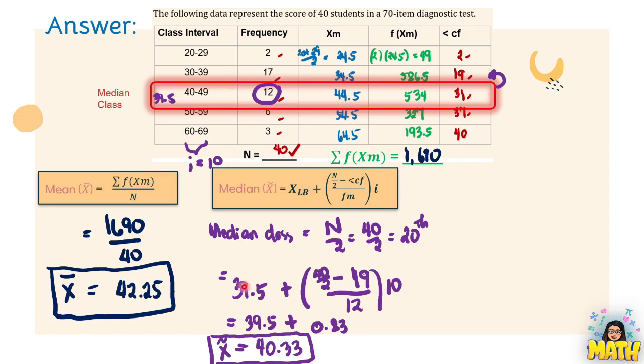The lower class boundary is 39.5 plus the median class minus the cumulative frequency before that, that's 19, divided by the frequency of that median class, 12, and the class size is 10 because there are 10 data in each interval from 60 to 69. So by computing for the following, the middle score in this data in a 70-item test is 40.33.